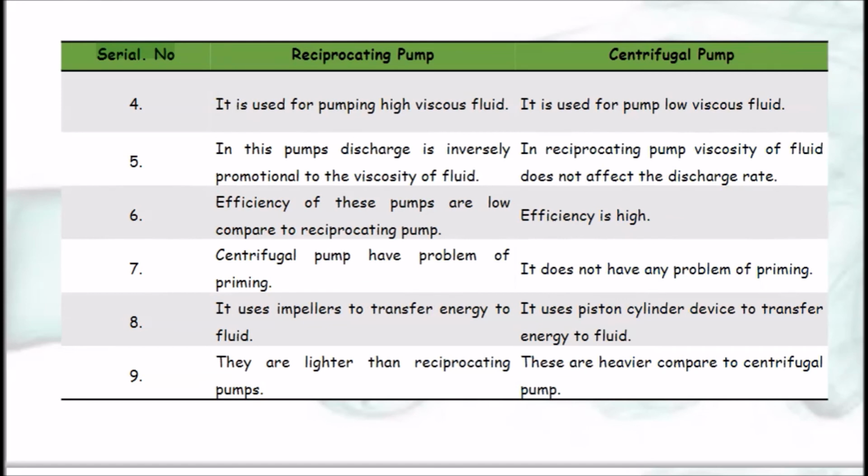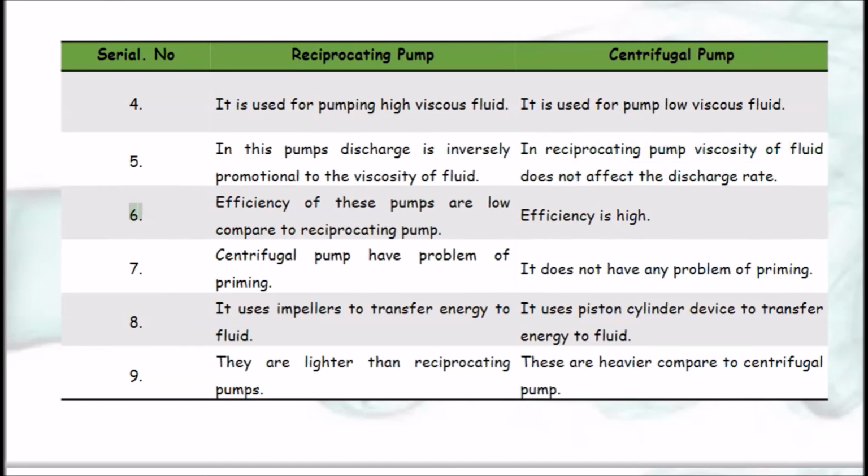Serial number, reciprocating pump, centrifugal pump. Four. It is used for pumping high viscous fluid. It is used for pumping low viscous fluid. Five. In this pump, discharge is inversely proportional to the viscosity of fluid. In reciprocating pump, viscosity of fluid does not affect the discharge rate.